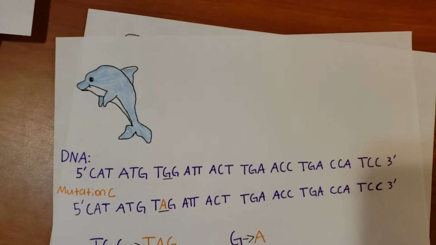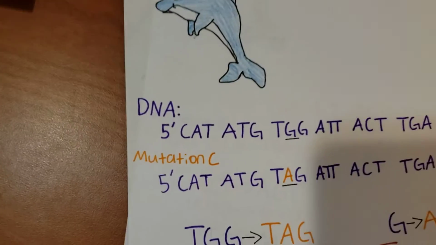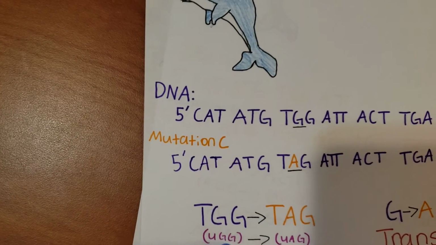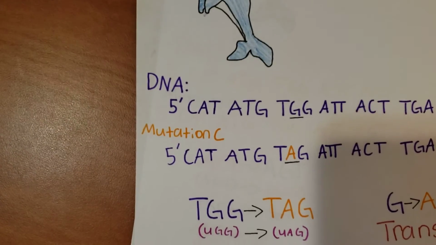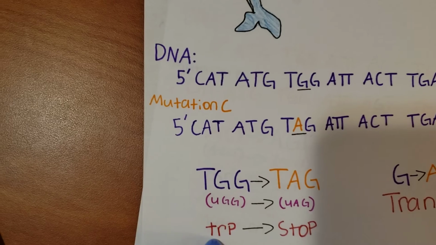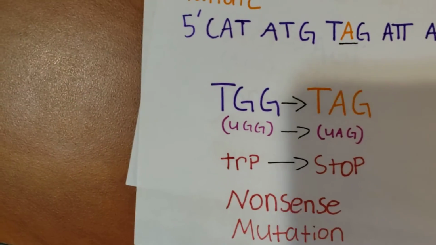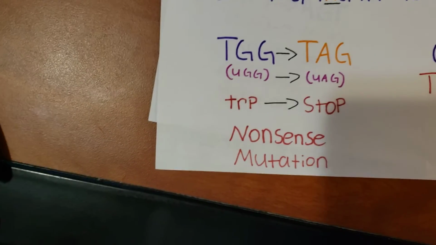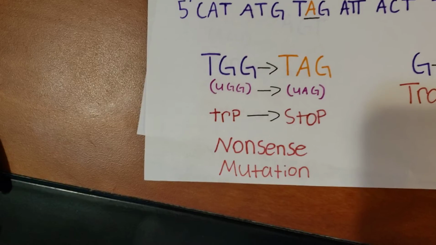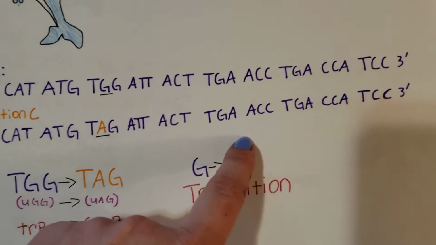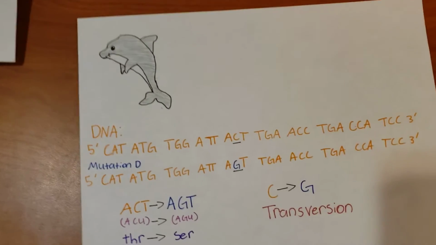Mutation C. We see that we go from TGG to TAG. So we're going to look at our RNA strand, so UGG to UAG. We're going to look at our coding dictionary. We see that we go from an amino acid to a stop codon. This is going to be a nonsense mutation. A nonsense mutation is simply a codon that codes for an amino acid becoming a stop codon. We go from G to A. This is a transition because, again, we're staying within that ring structure.